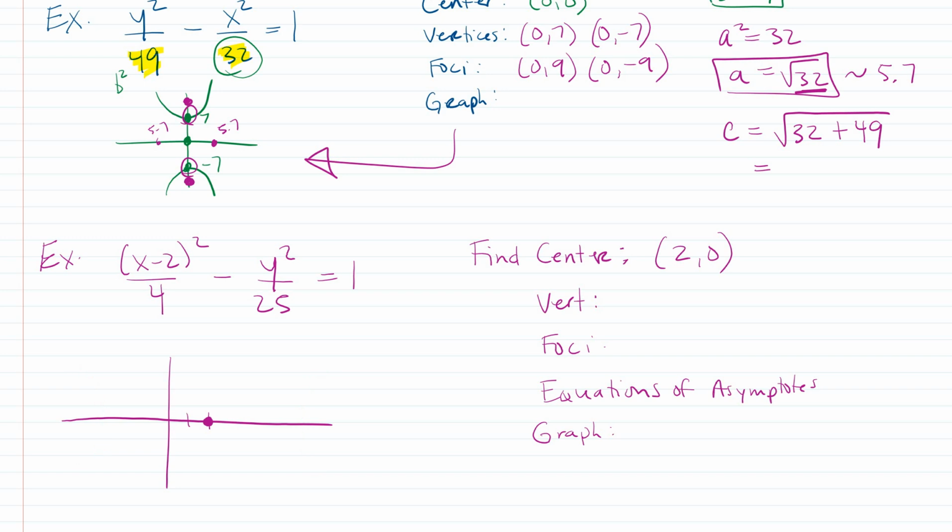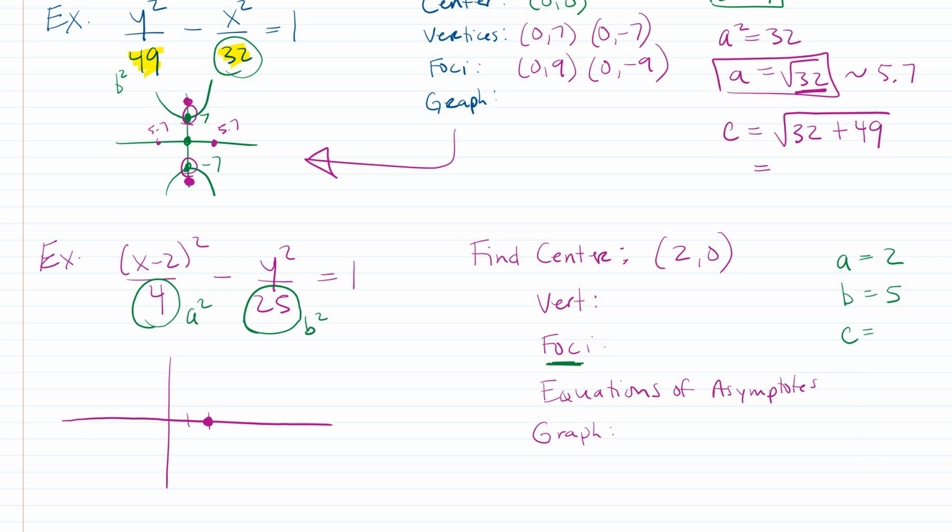Okay, let's look at our a, b, and c value. Our a value is always with the x. So if this number here represents a squared, then our a value is 2. This number here represents b squared, so our b value is 5. So when we get to find the focus, we'll need to find the c value down here.